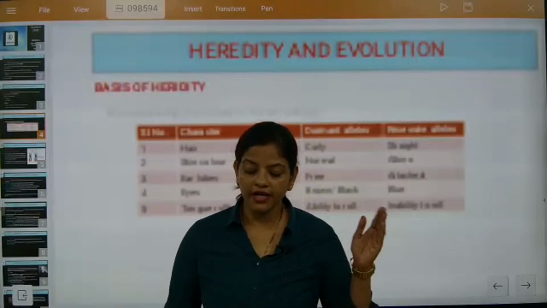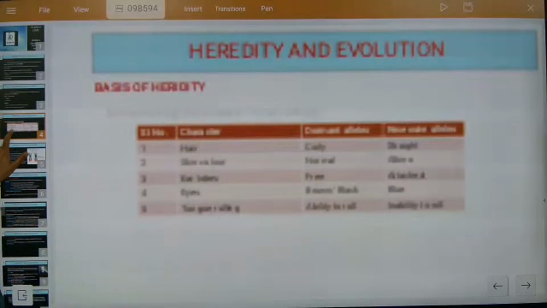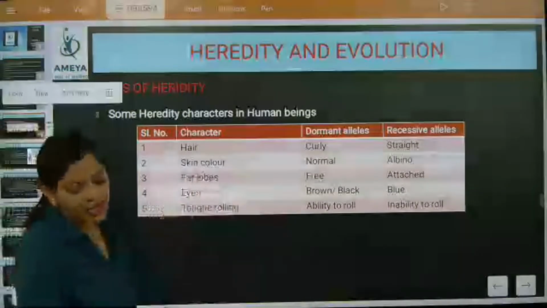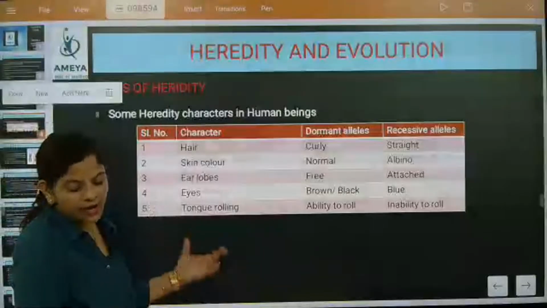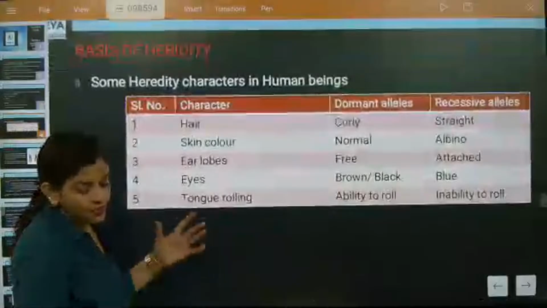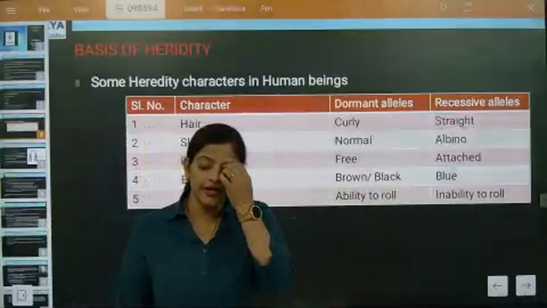So now next part we are going to understand. We have already learned and discussed characteristics, and we talked about which type of traits are dominant and which type are homozygous. So we know that dominant traits will be there.